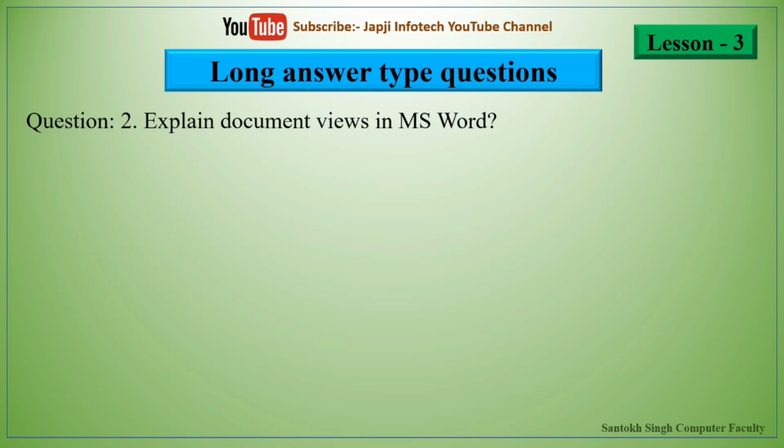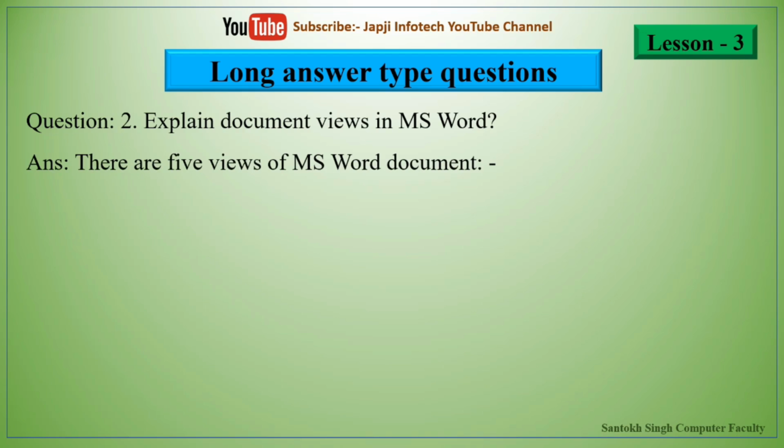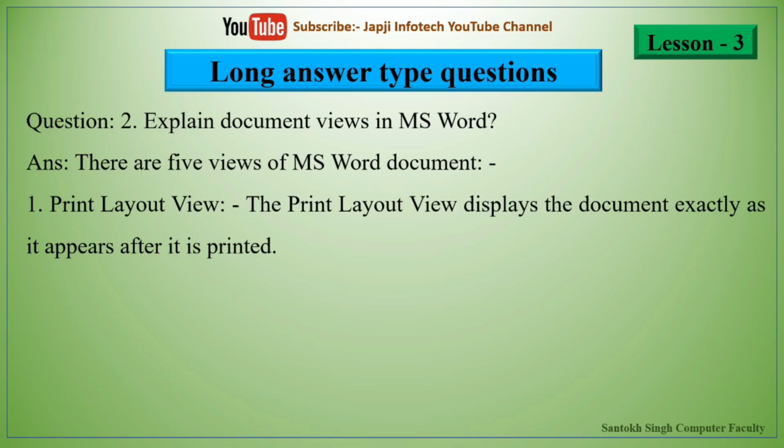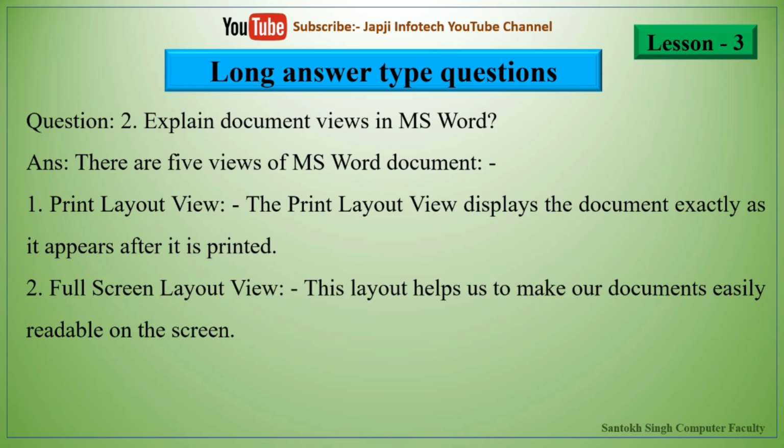So the second question is, explain document views in MS Word. There are five views of an MS Word document. First one is print layout view. The print layout view displays the document exactly as it appears after it is printed. Second one is full screen layout view. This layout helps us to make our document easily readable on the screen.